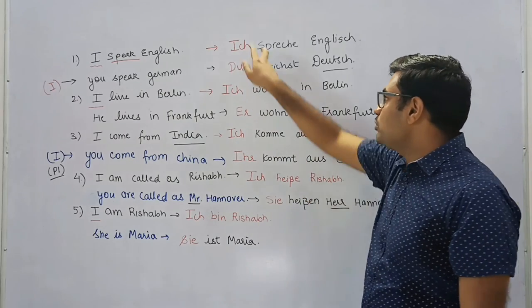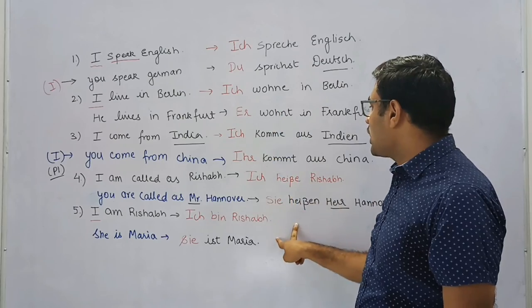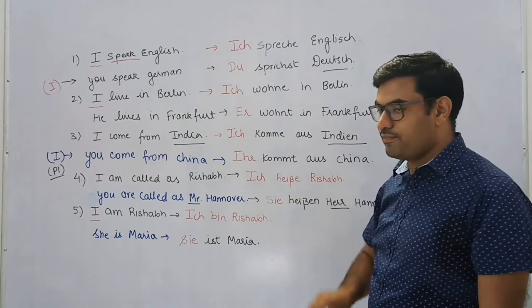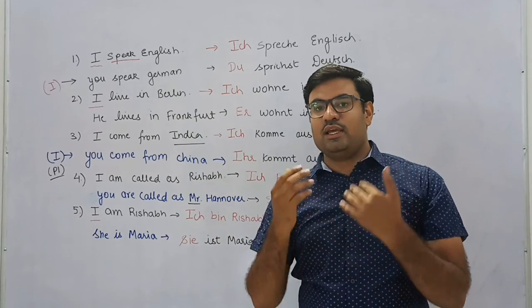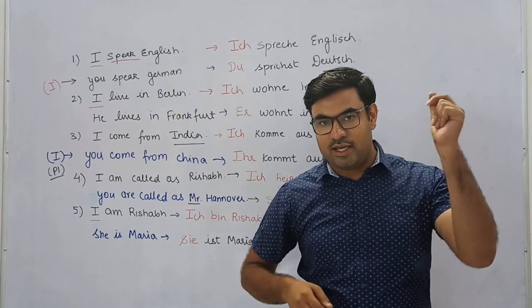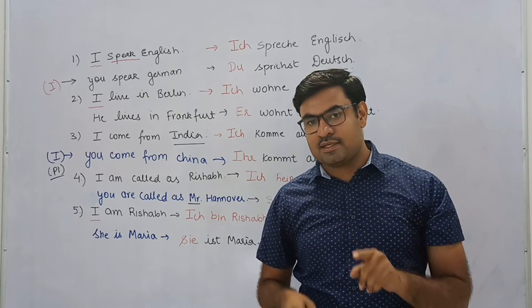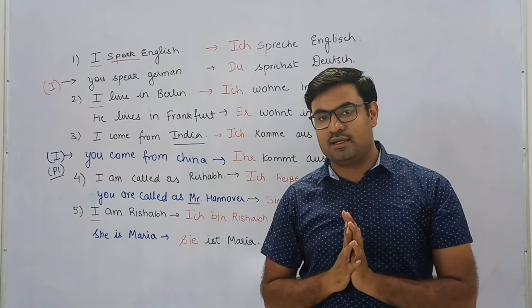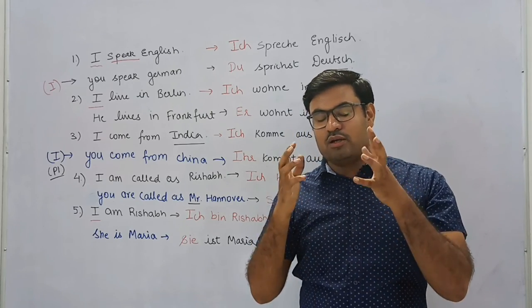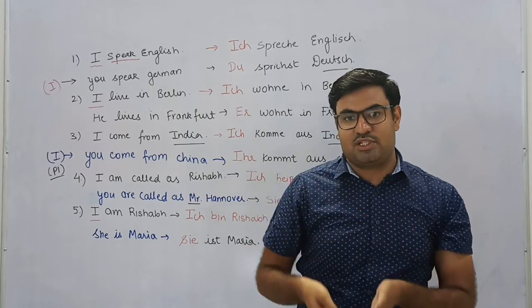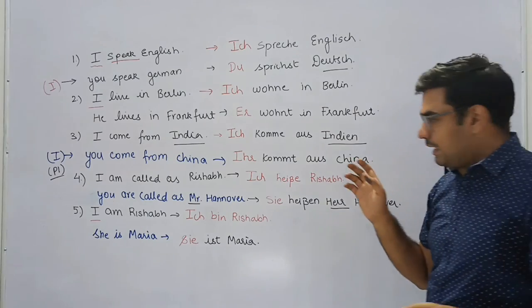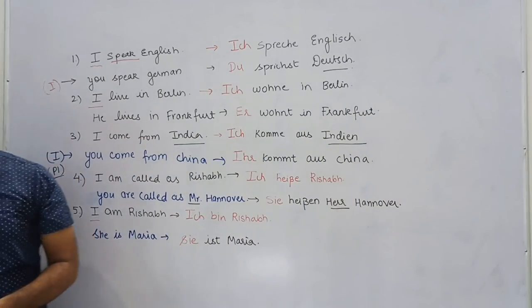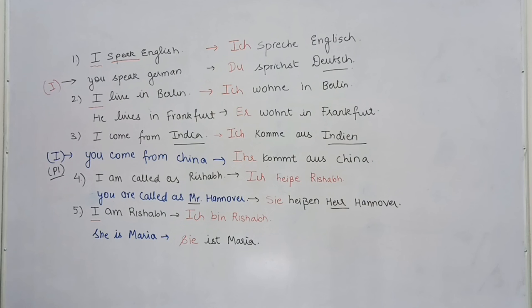Okay, so you have to conjugate these verbs according to the subjects, whatever be the subject. Ich, du, er, sie, es, wir, ihr, sie. Again, ich, du, er, sie, es, wir, ihr, and Sie. You have to conjugate verbs according to these subjects, and then you can make sentences. So, if you want, you can copy this down. I'm moving away from the board. I hope you have done that.